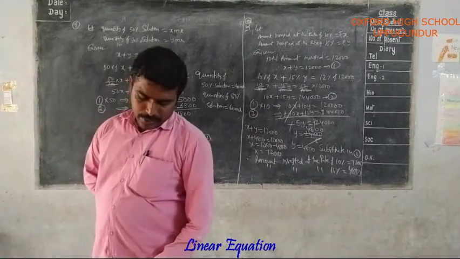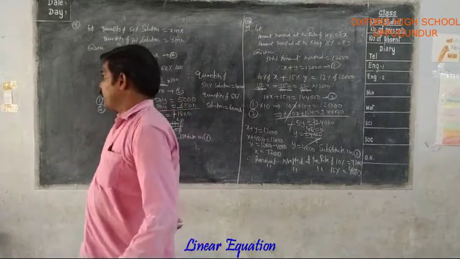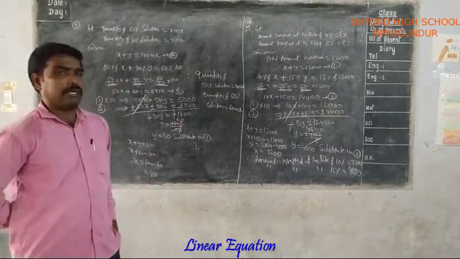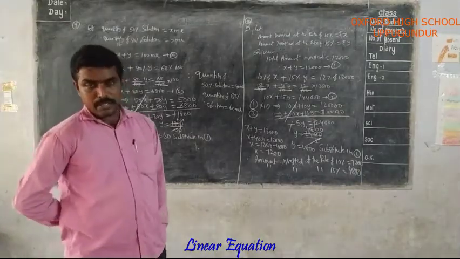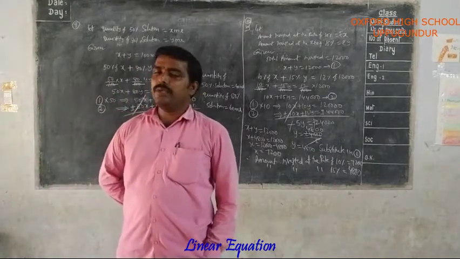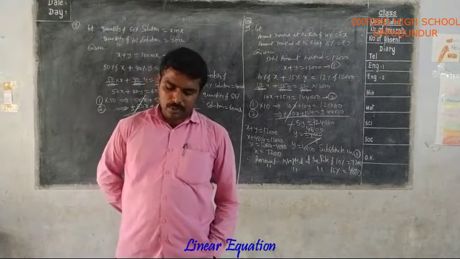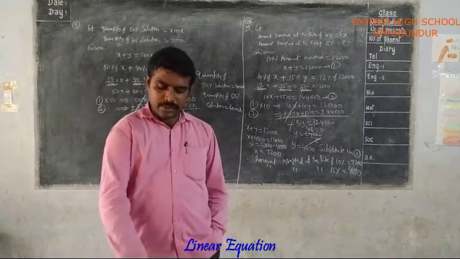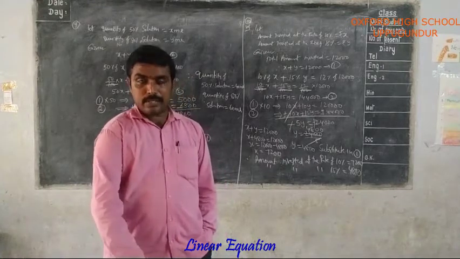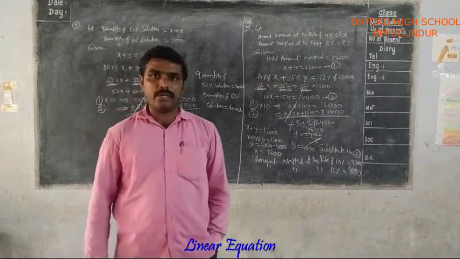So equations reducible to pair of linear equations in two variables. That means they will give reciprocal equations. Those reciprocal equations you have to convert into pair of linear equations. After converting, by using either elimination method or substitution method, you can solve those problems. So that is about exercise 4.3. We will discuss exercise 4.3 in the next session. So up to these 10 problems, exercise 4.3 is completed.